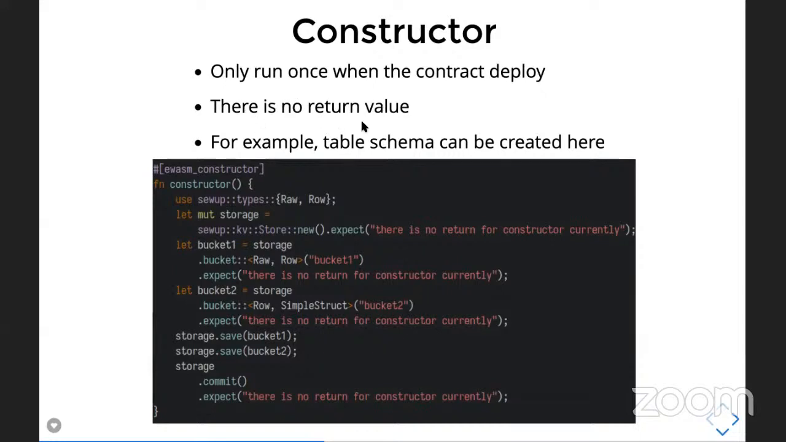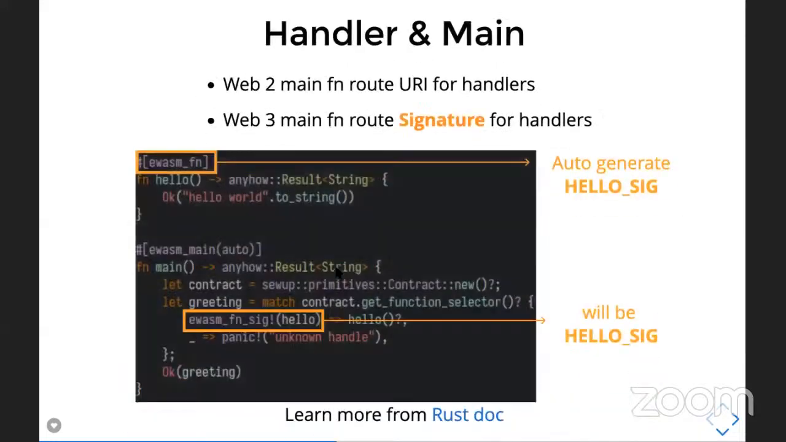Currently there's no return value, so the constructor is somehow not really Rusty, but you can put things in here. You can do something like a table schema or key value bucket or some instance here. And then handler and main.